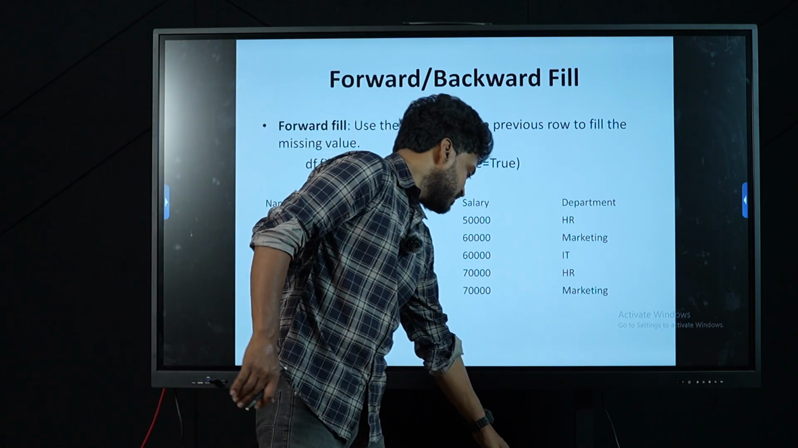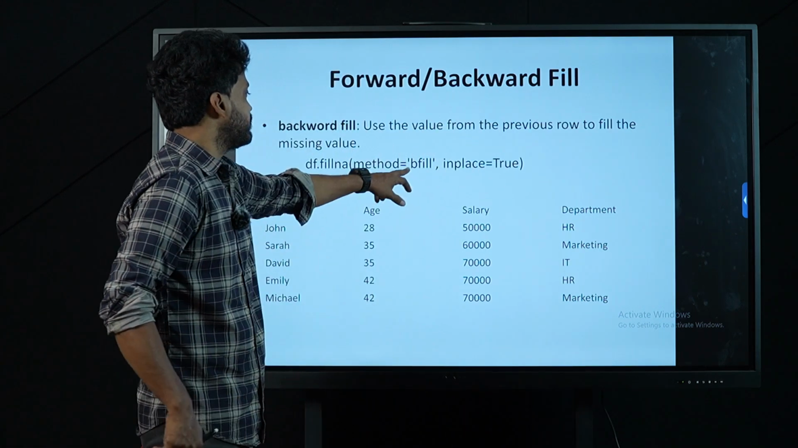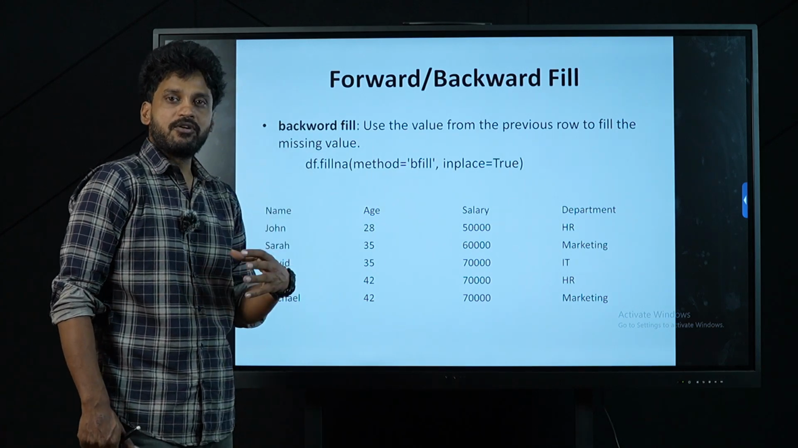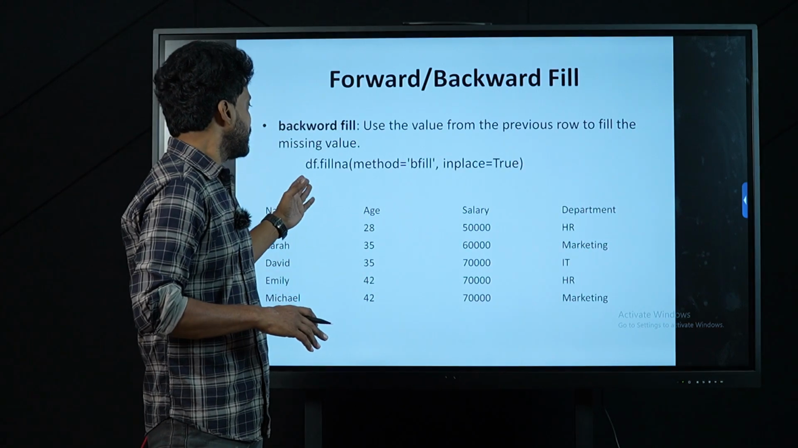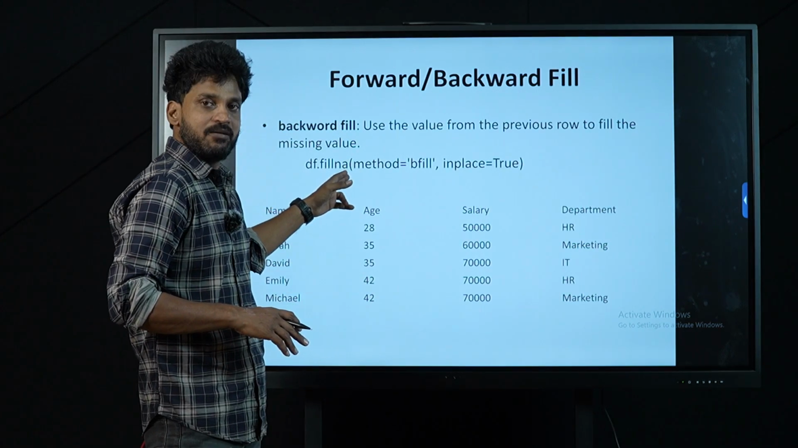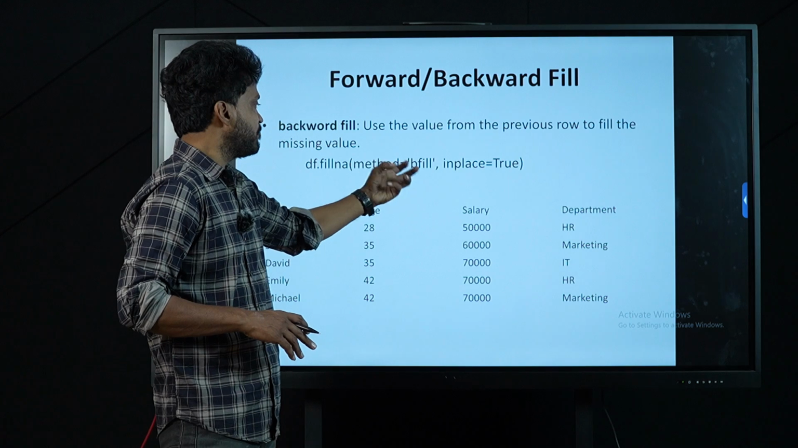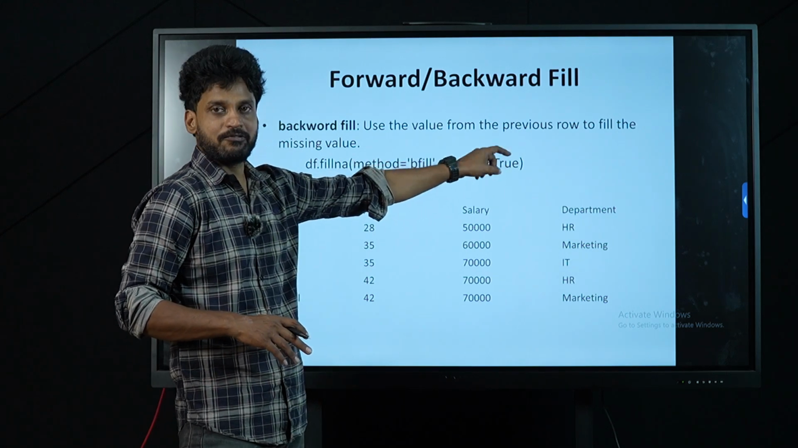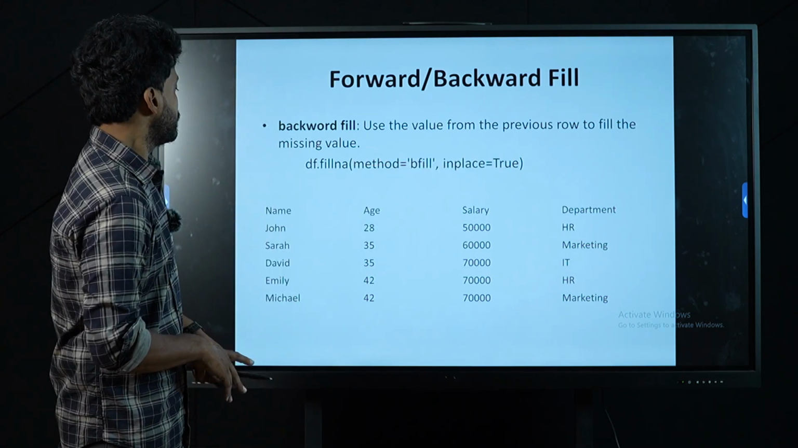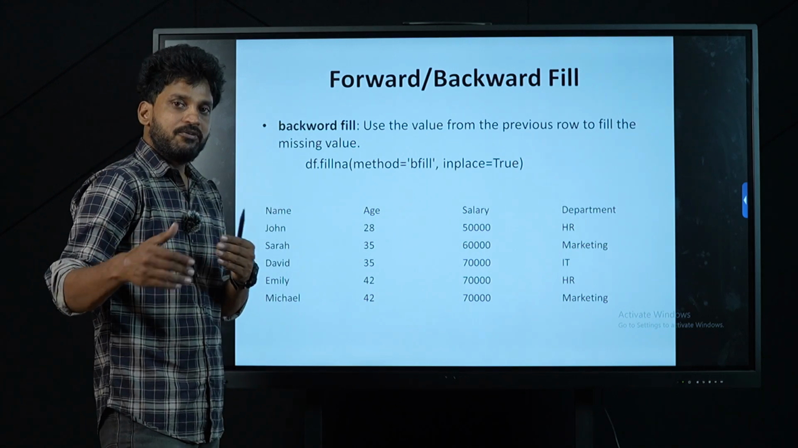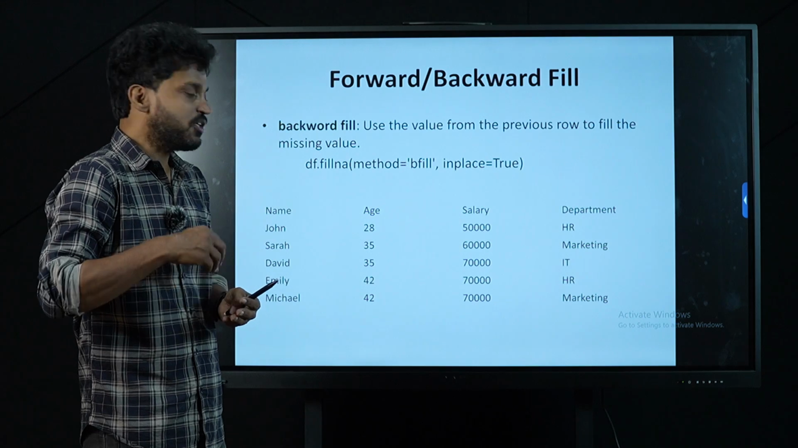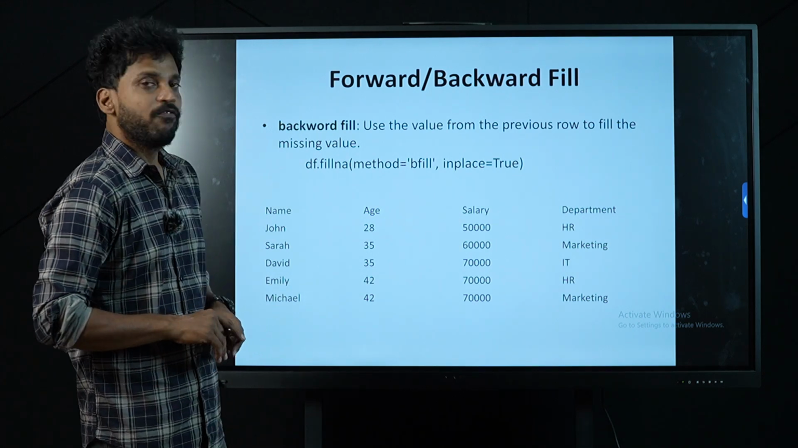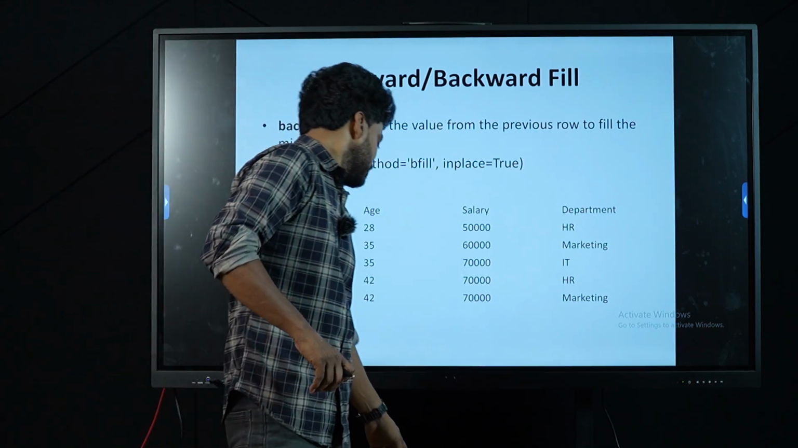Similarly, same thing, it is 'bfill'. If you ever want to use the backward fill, you're going to say df.fillna with the method of 'bfill', and inplace should be equal to True. So in backward fill, we are going to take the next field's value to substitute the current field's not available value. This is how forward and backward filling is going to work.